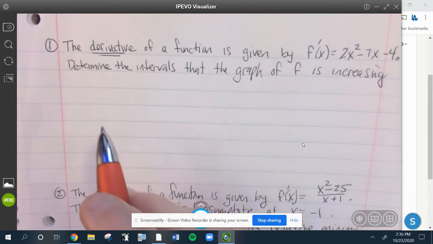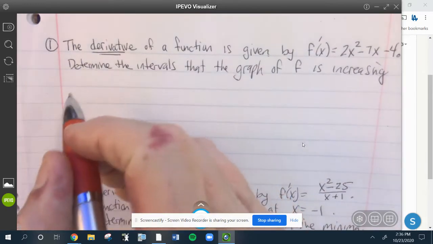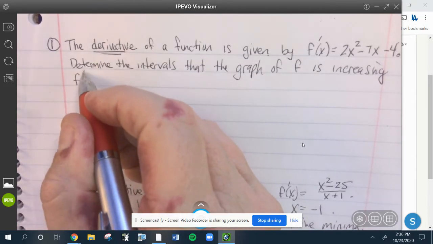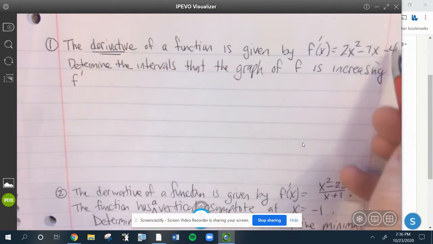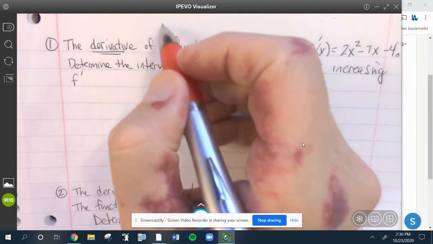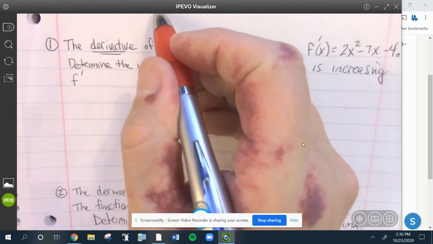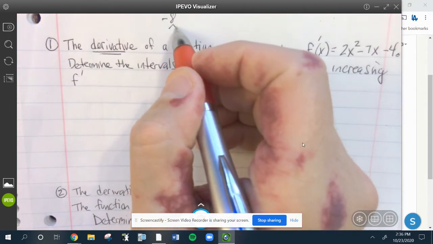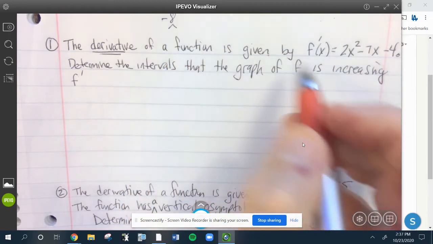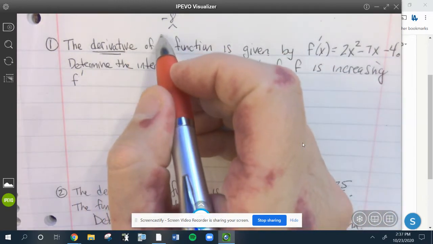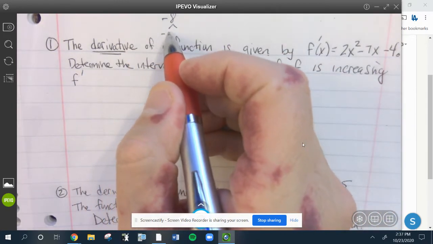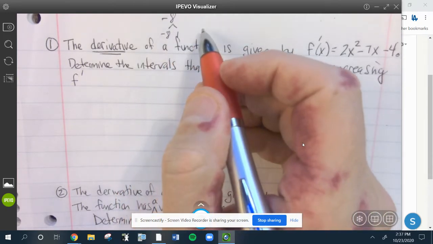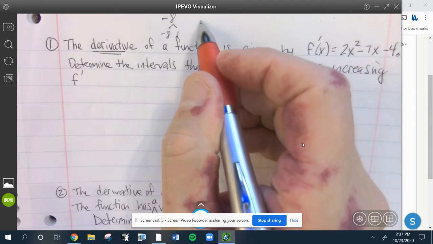So we have to find the critical numbers, and that's where the derivative equals 0. So we have to figure out where this equals 0. Let's factor it up here quickly. Factors of -8 that add up to -7 are obviously -8 and +1. So you do it however you want. You can do the little diamond or whatever.